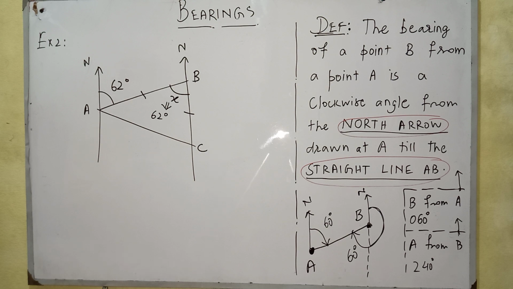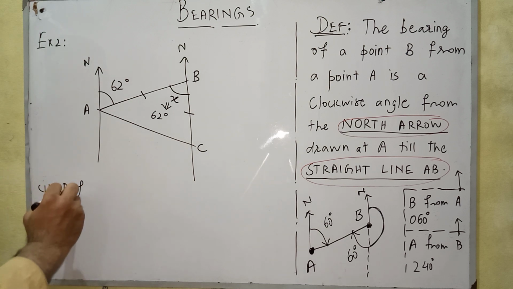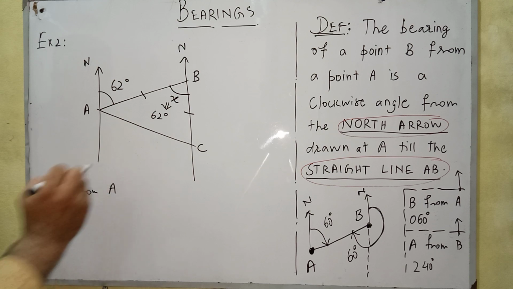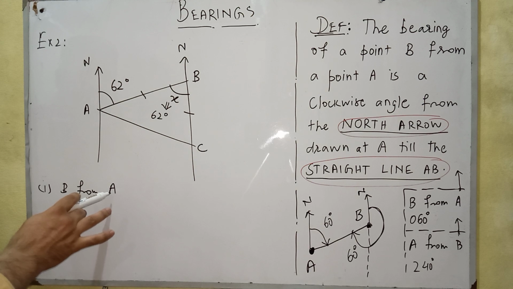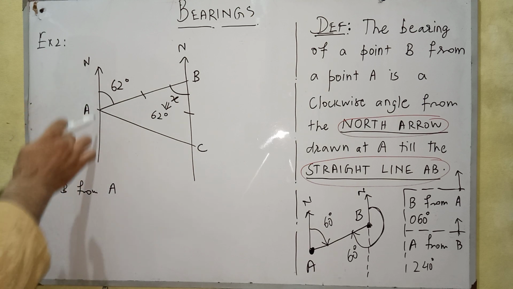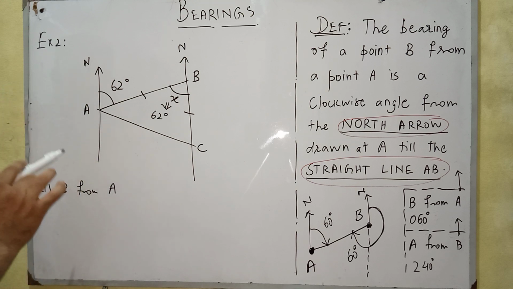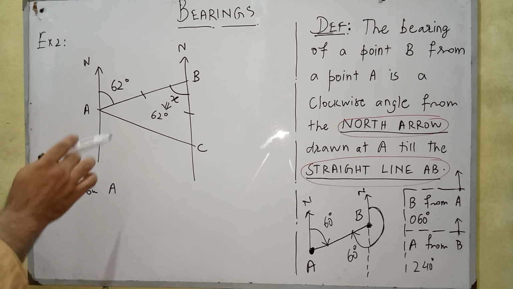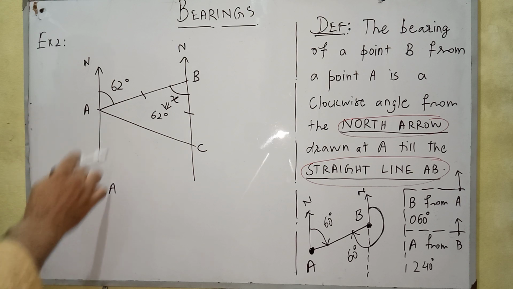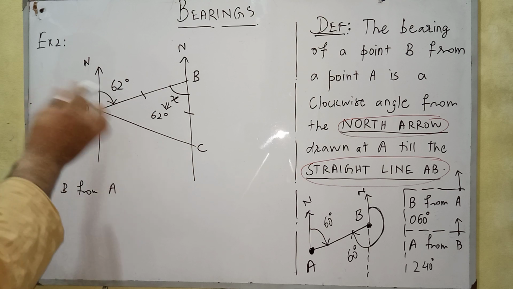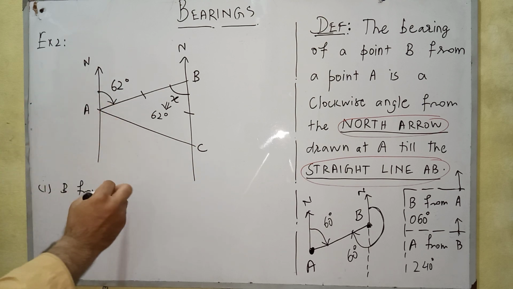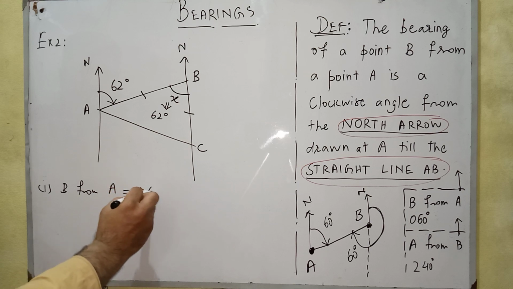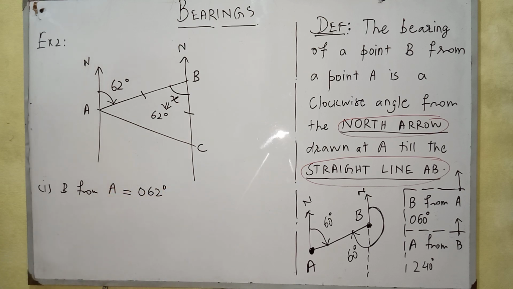And first of all we need to find the bearing of B from A. We will start our angle from A. So at point A we will draw the north arrow, which is already drawn, and we will start our angle from this north arrow and go till the straight line AB. This will be the bearing of B from A, that will be equal to 62 degrees.